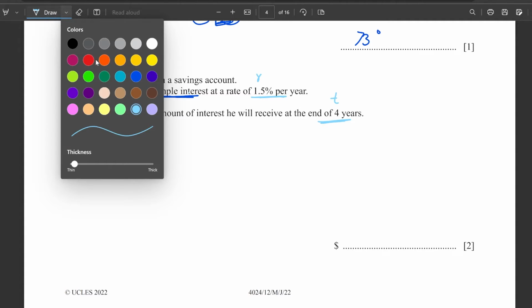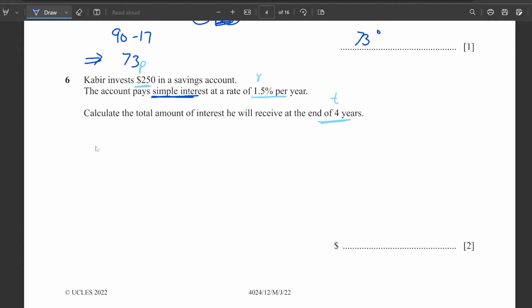Now, what is the formula for simple interest? We're doing this from what? 7th grade? The formula is I is equal to PRT. So first of all, I would recommend you to write it separately, because you see the marks are 2, you don't want to lose them. So you should write it over here that your P is $250, your rate is 1.5%, and your time is 4 years.